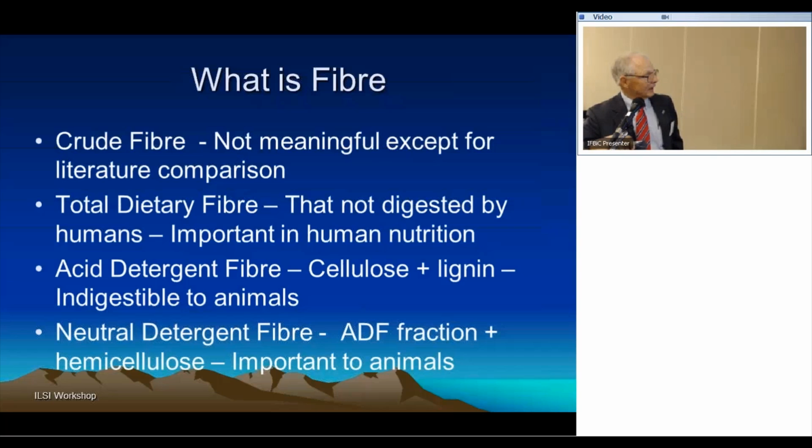Acid detergent fiber, which is cellulose plus lignin, and lignin is indigestible to animals. So acid detergent fiber is generally indigestible. Neutral detergent fiber has the ADF fraction plus the hemicellulose that is digestible. It's important to animals. This is very important in animal nutrition and calculating diets, energy for the diets.